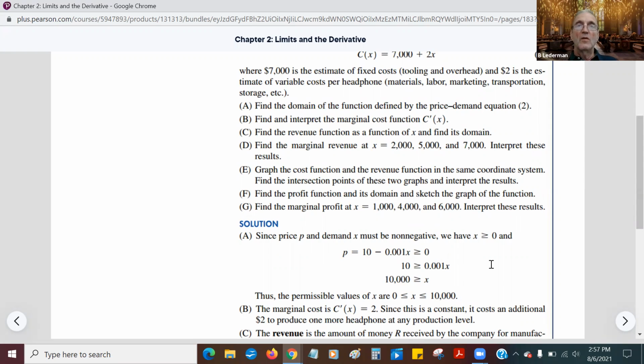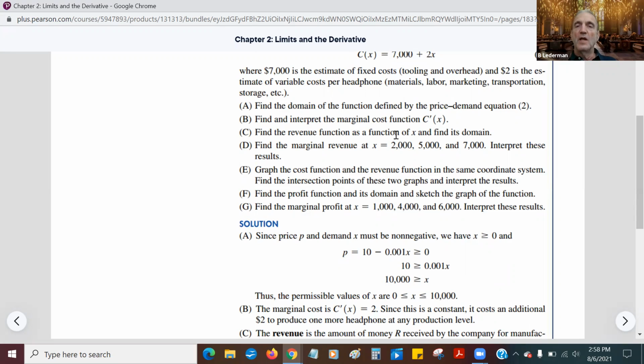Find and interpret the marginal cost function C prime of x. Well, you just take the cost function and take the derivative. Basically, the 7,000 disappears. I'm just left with the 2. So C prime is 2. And since this is a constant, it costs an additional $2 to produce one more headphone at any production level.